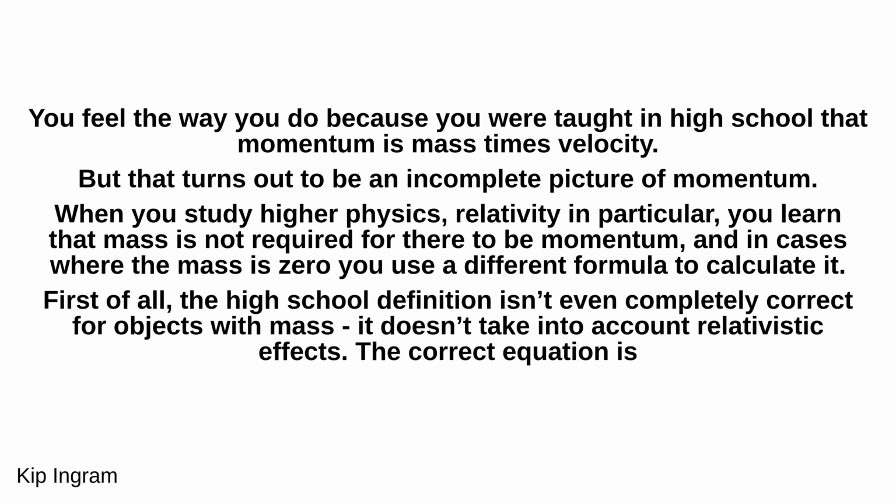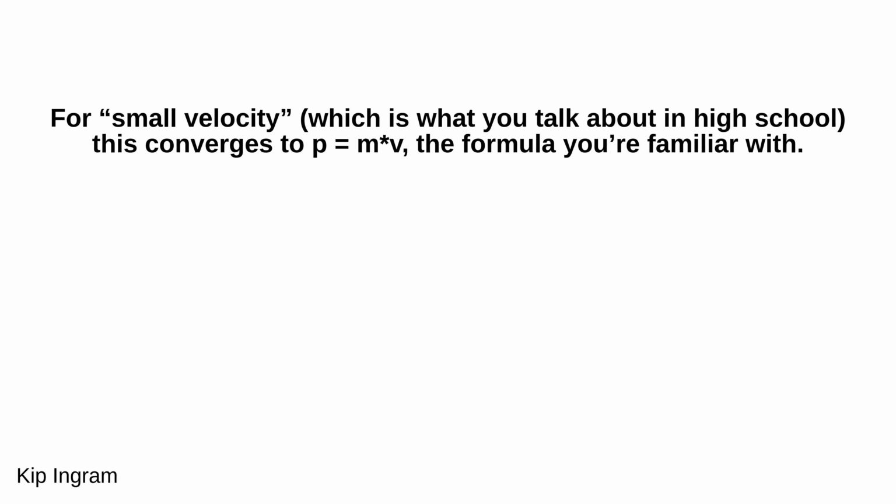First of all, the high school definition isn't even completely correct for objects with mass. It doesn't take into account relativistic effects. The correct equation is p = m v / sqrt(1 - v²/c²). For small velocity, which is what you talk about in high school, this converges to p = m v, the formula you're familiar with.